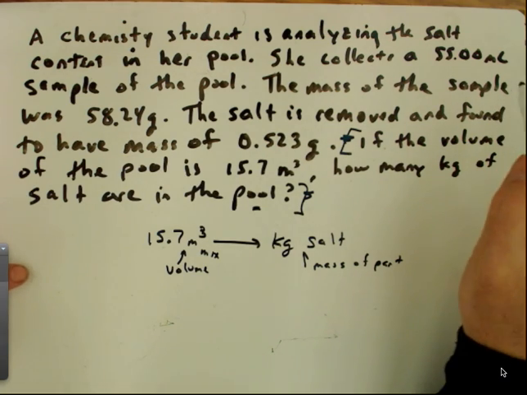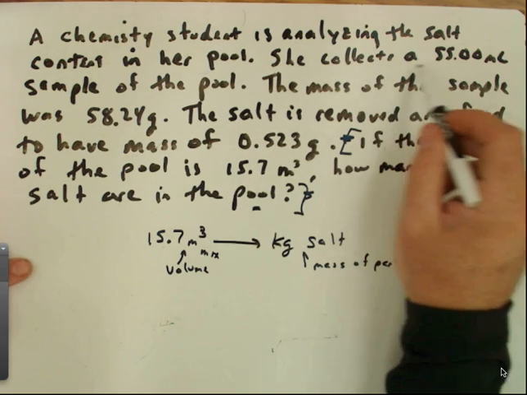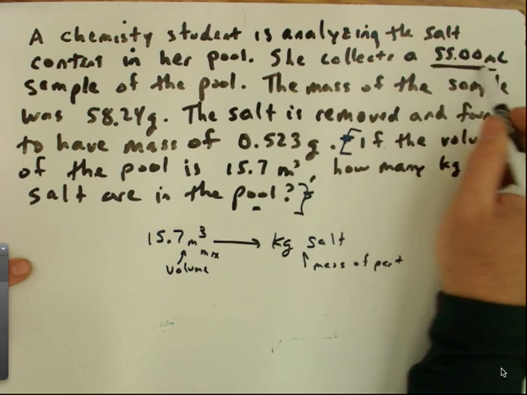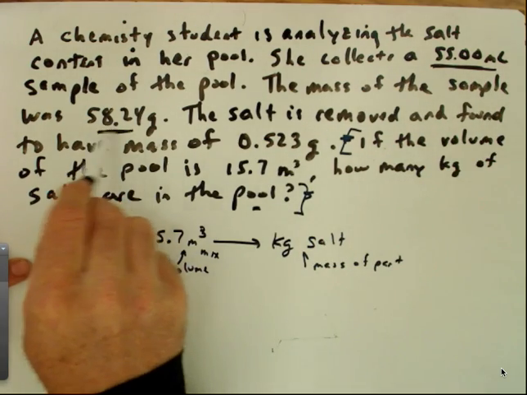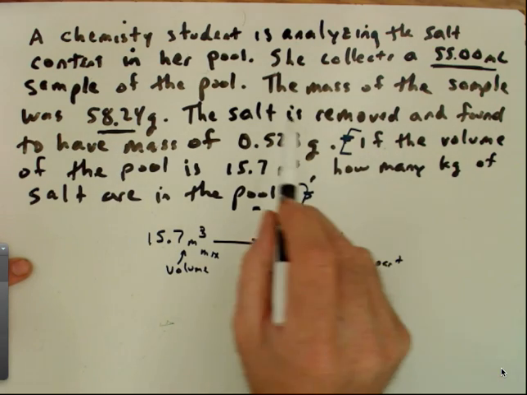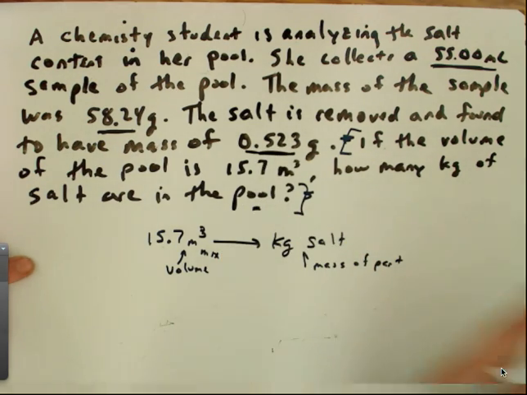So let's look at the data. We have a sample was collected. There's 55 milliliters of the pool water. The mass of the sample was this many grams. That's the mass of all of the pool water. And the salt has this many grams. So there are 3 pieces of data in the word problem.